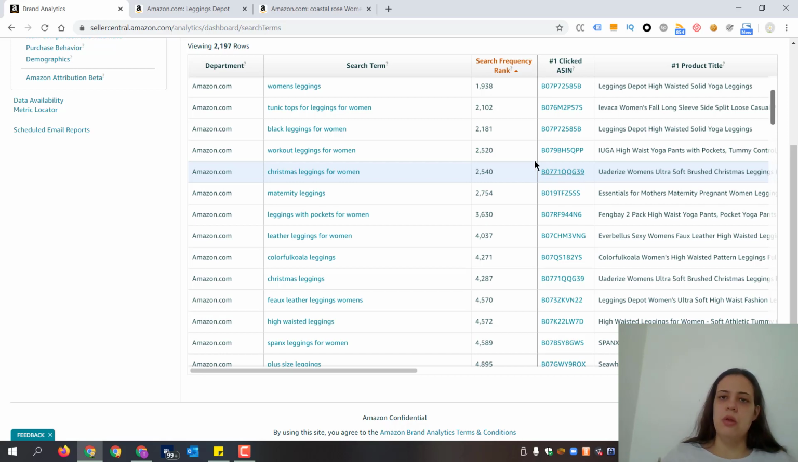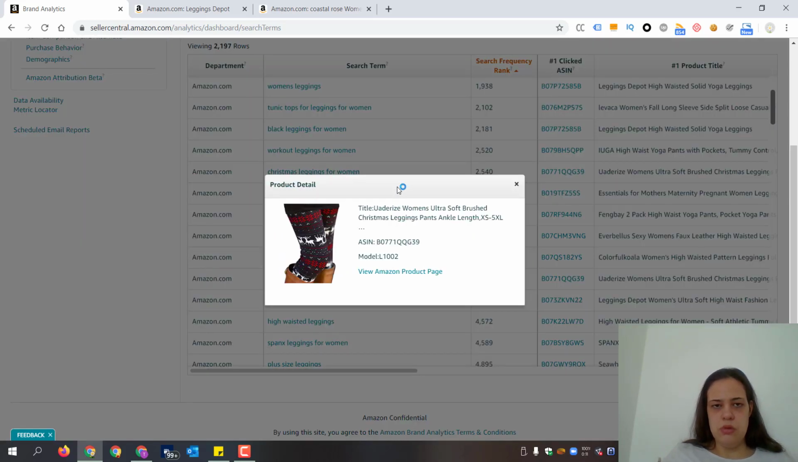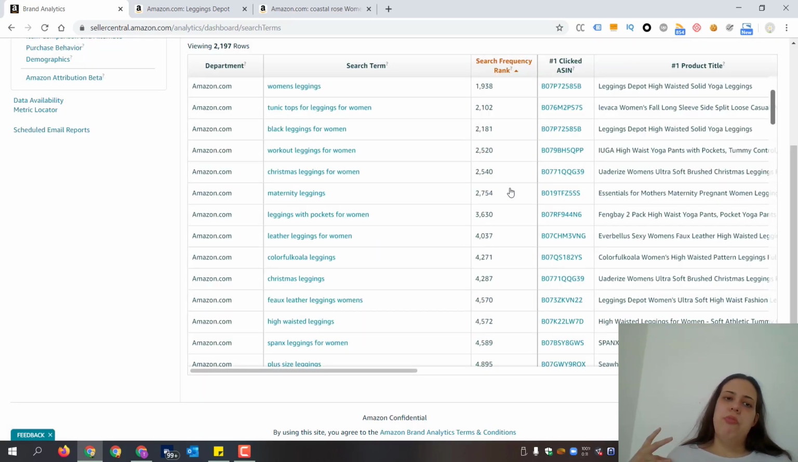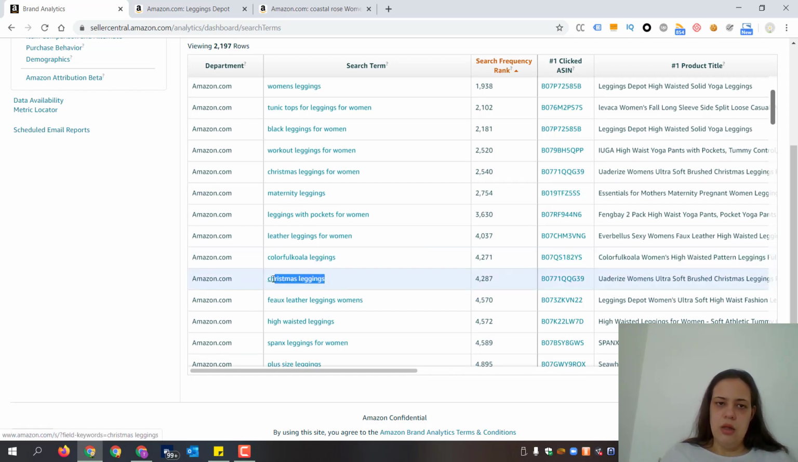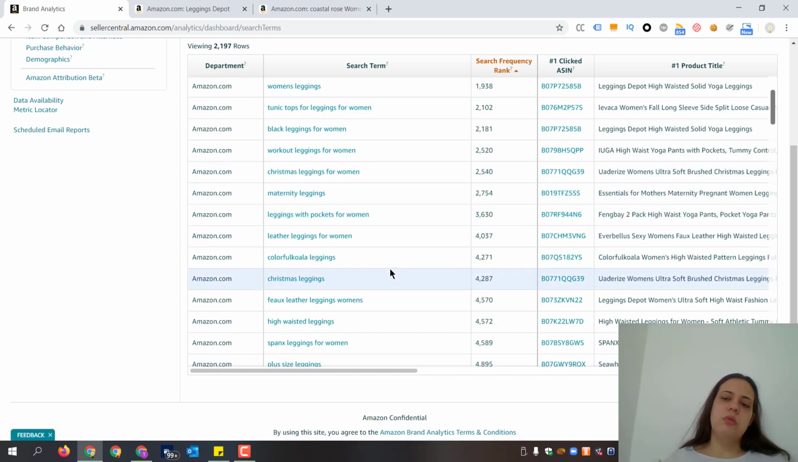Like for example, let's see what Christmas leggings are giving us as a result. Who's coming up? Yeah, very good ideas. So you can use this information to prepare better for the next season if you're late for now. Like for example, you can see that Christmas is appearing in a couple of places, so it's definitely a good trend. And obviously, we're in the Christmas season soon, and it's winter, so people are going to buy this.